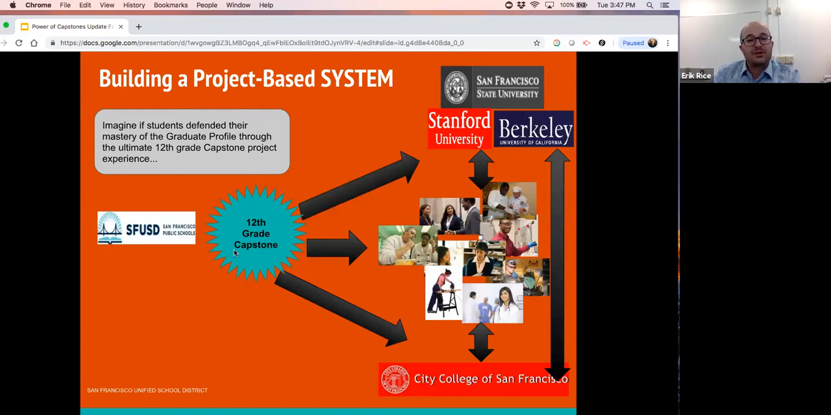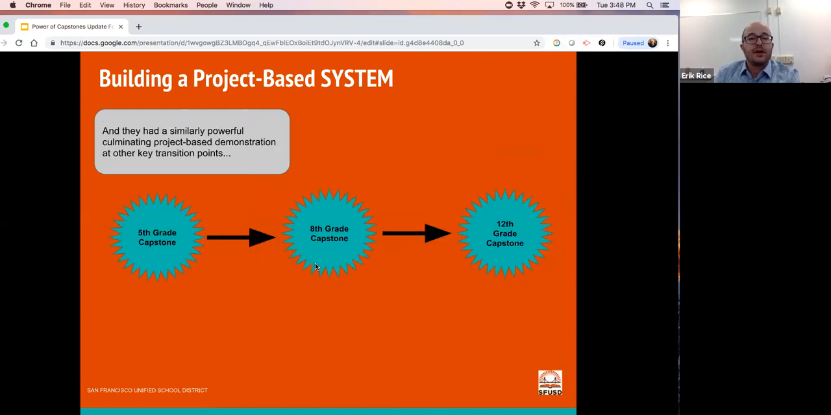If we put a special lens on here, we feel like it brings a substance to the conversation and an opportunity for alignment with our post-secondary partners. So then just to kind of show you how we're beginning to think about this as, again, as a system. If we have a 12th grade capstone, what if we had an 8th grade capstone and a 5th grade capstone? And we start to build that language in as a system.